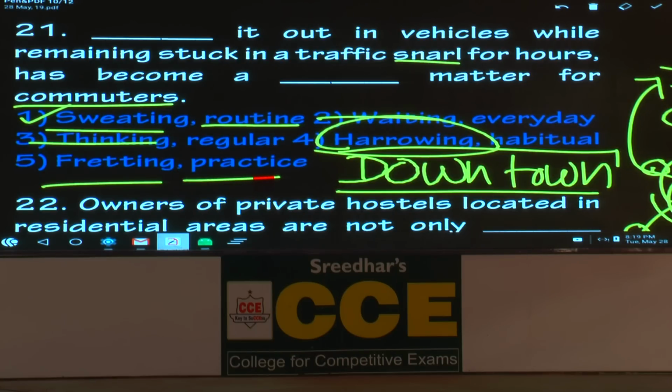Fretting it out. But generally we don't use the word fretting it out. In this context, the apt word is sweating. Sweating it out in vehicles while remaining stuck in a traffic snarl for us has become a routine matter. But the second word I am not convinced. Let me see any other option.